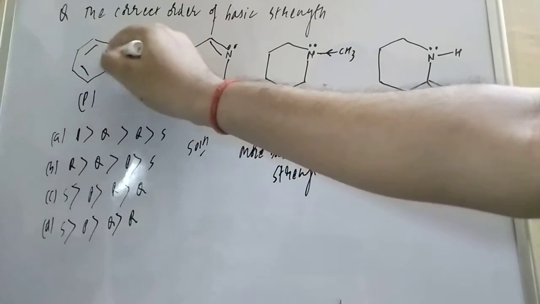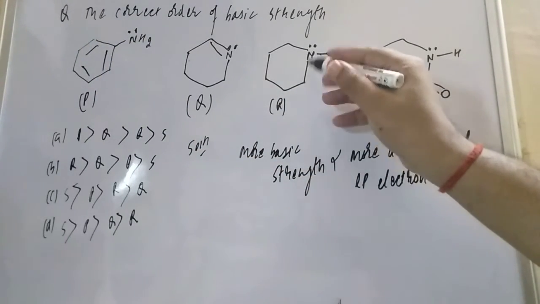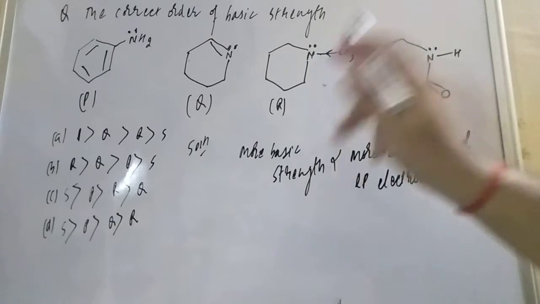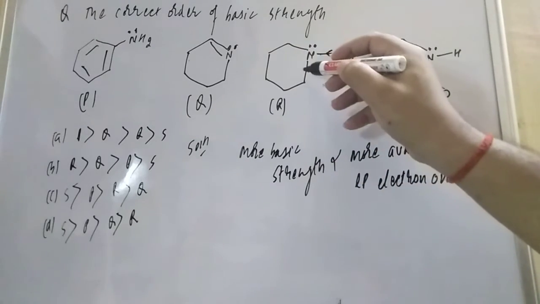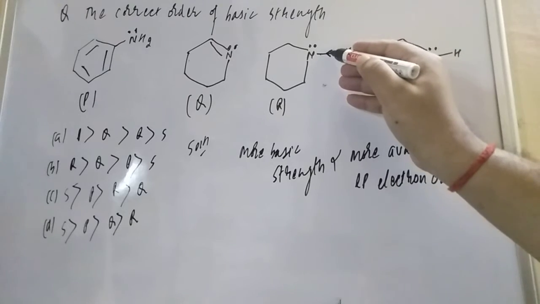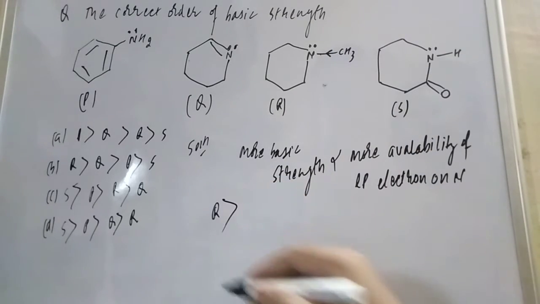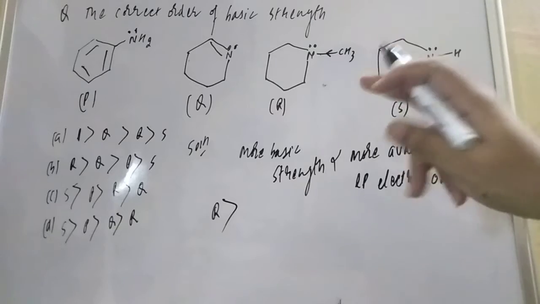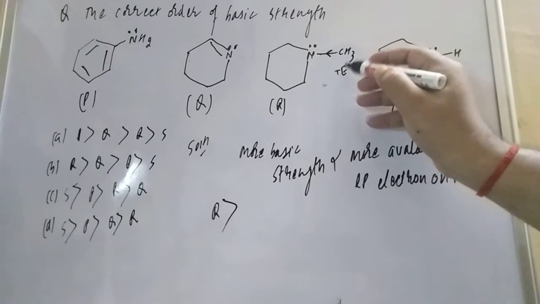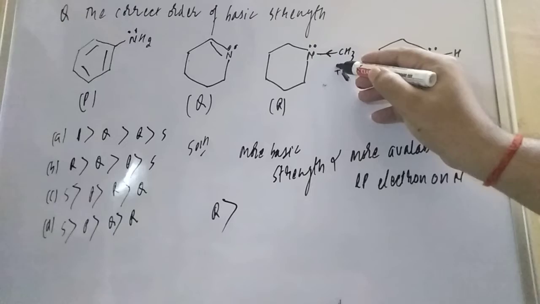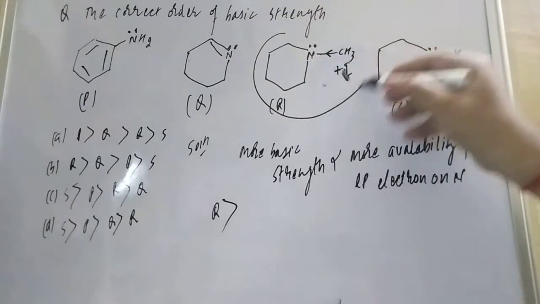So what you are going to see is two characters. Firstly, s character, here it is 25%. So s character is less because all are single bonds. And secondly, this is an electron donor group, so the most basic will be r. Again I am telling you, student, CH3 has the plus I group. So plus I means what? It is an electron donor group. So the basic strength of r will be highest.